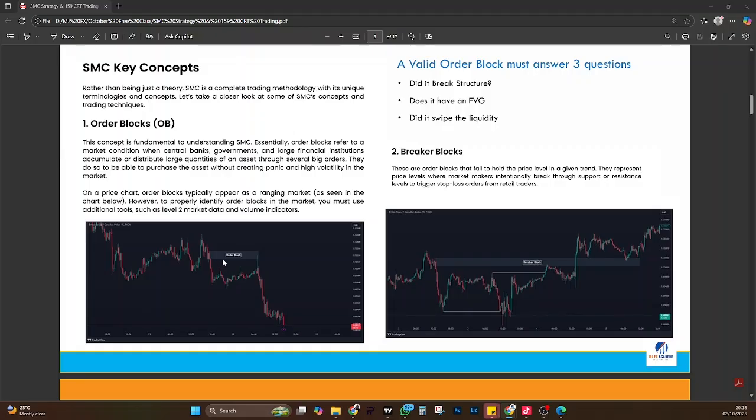That means this point is where the market makers got into the market, such that when mitigation happened, immediately the price got to where the market makers moved, the market started to sell. So let me show you in a real life situation in a chart. Let me show you an order block.